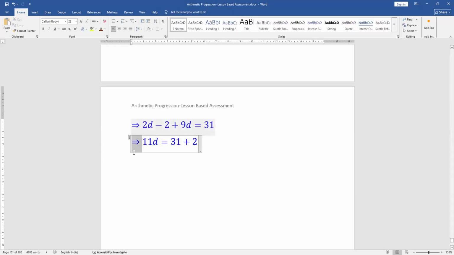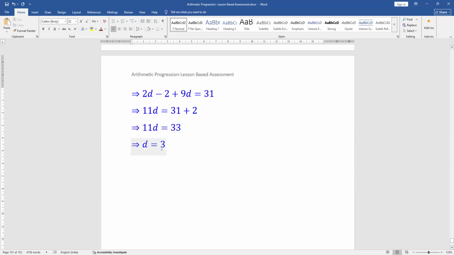Then in my next step, I write 11D equals 33, so what will D be? On both sides we have 11 and 33, so D equals 3. You can directly cancel here. As I showed you in previous videos, you can cancel the 11 and the 11 3s directly. So now you got D as 3.